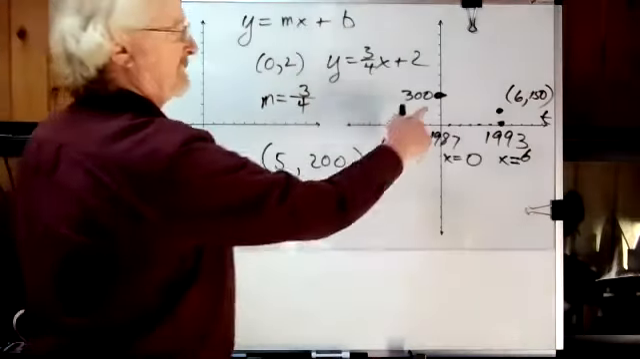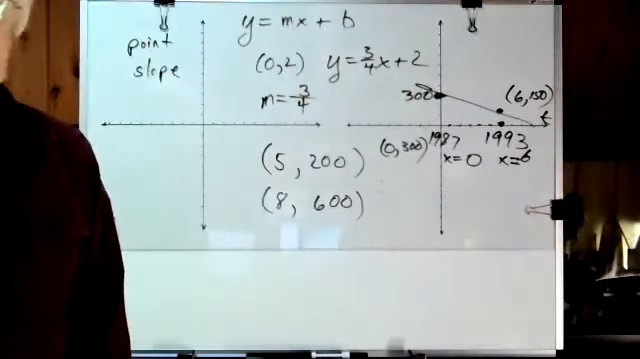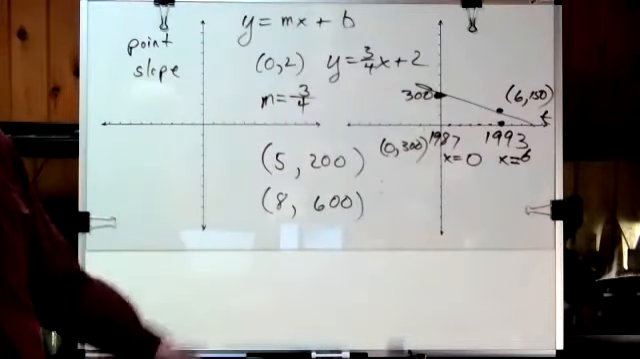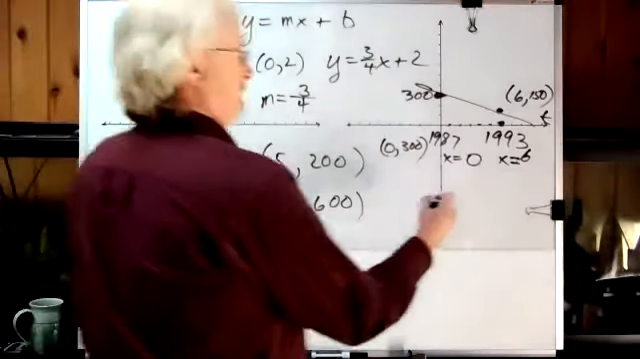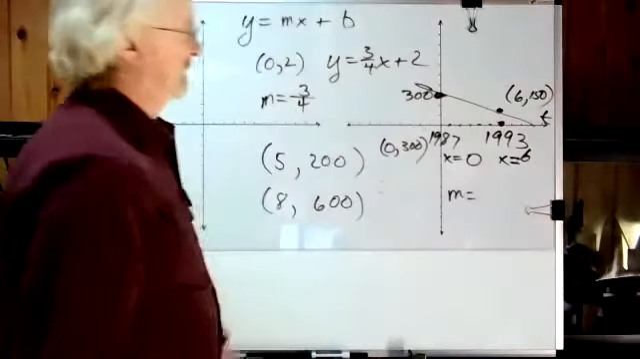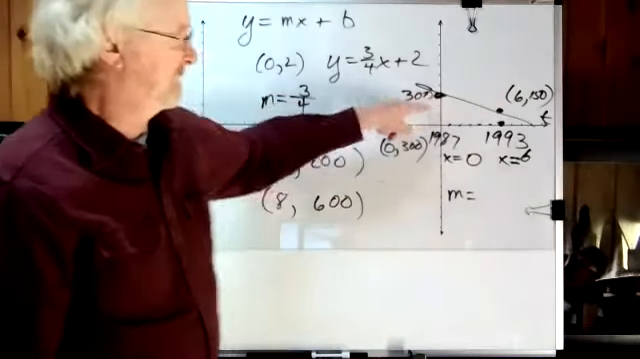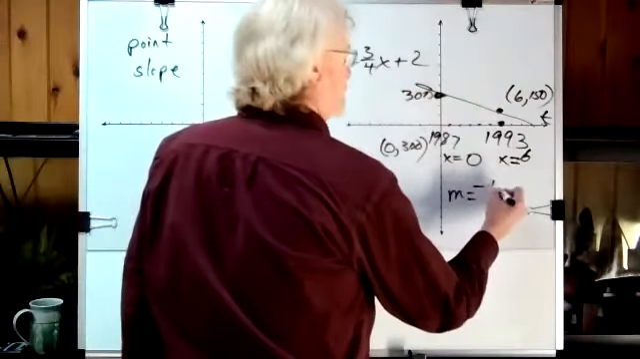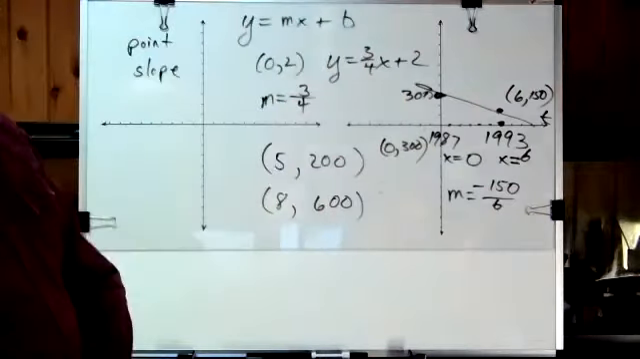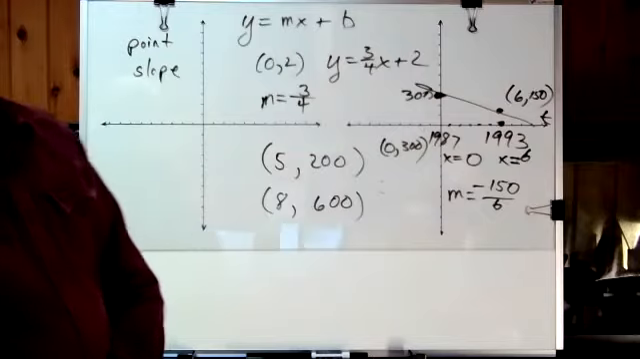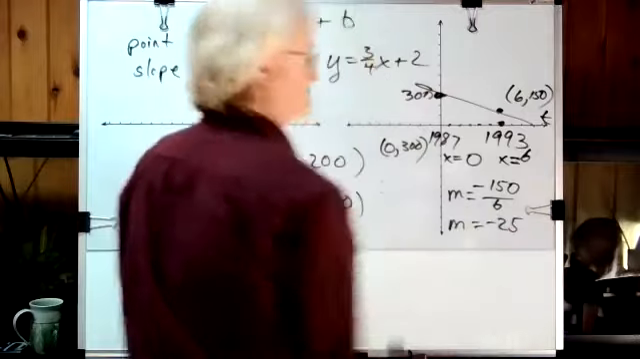Well, I do know my y-intercept, but I'd have to calculate my slope there. I'll finish that up just because I did it. What's the slope? I started here, and I went down 150, and I went over 6. What's that? 150 divided by 6 is 25, so negative 25. There's my slope, negative 25.